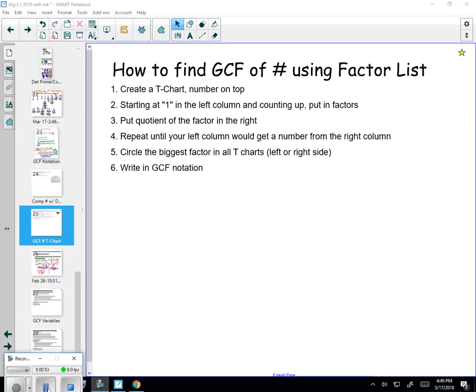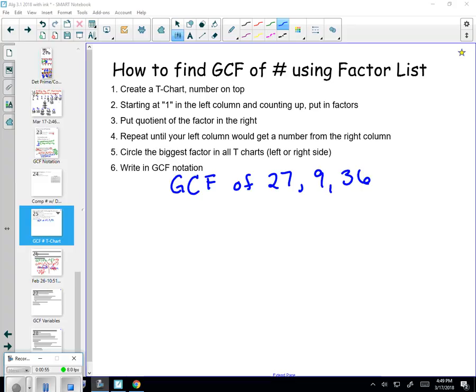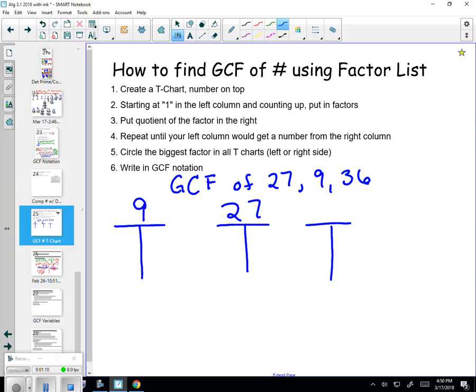Let's look at an example. Find the GCF of 27, 9, and 36. Step 1. We need to create T-charts. We have 3 numbers, so we will have 3 T-charts. We will put our numbers on top. I like to put them in order to help me remember.